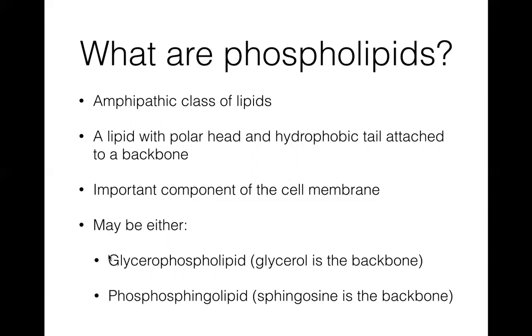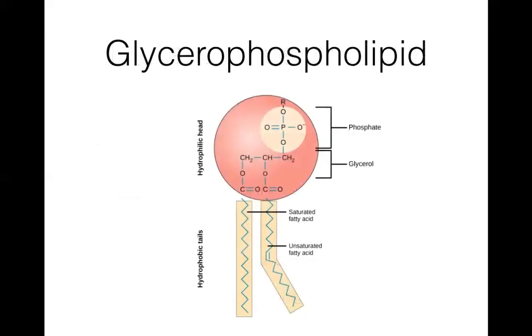Well, there are two kinds of phospholipid. Glycerophospholipid is the first one. Here, glycerol is the backbone. And the other kind of phospholipid is the phosphosphingolipid, where sphingosine is the backbone. Well, let's discuss first the glycerophospholipid.